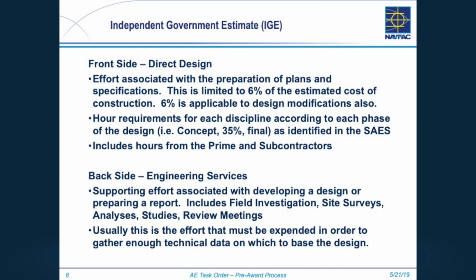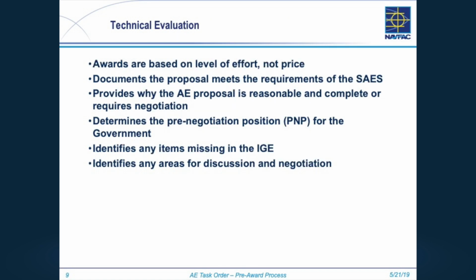Backside is your supporting effort: meetings, flow tests, geotech, hazmat, commissioning, FF&E packages. The travel is different. Travel is backside, but it's a direct charge. Yeah, it's not in the 6%, and it's not something we pay profit on. I think I got that next. Maybe not. Maybe the next.